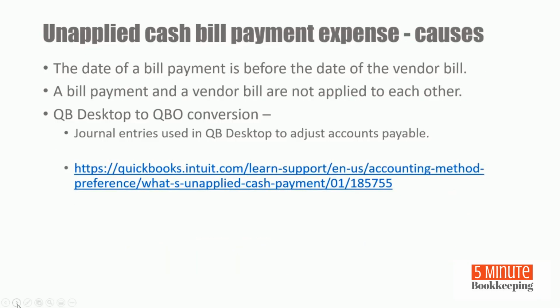What about unapplied cash bill payment expense? How does it get there? Well, the date of a bill payment is before the date of the vendor bill, or a bill payment and a vendor bill are not applied to each other. And again, in a QuickBooks Desktop to QuickBooks Online conversion, if any journal entries were used to adjust accounts payable, it looks like QuickBooks Online does not like those journal entries adjusting accounts payable, and it tends to then put those balances in unapplied cash bill payment expense.